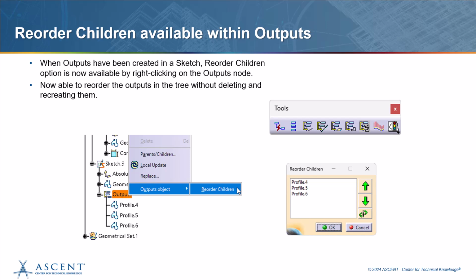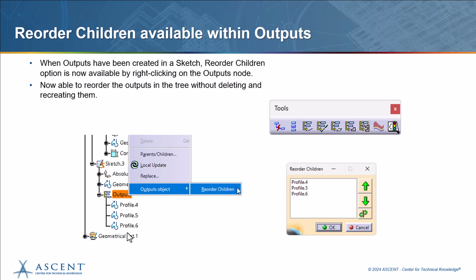Another new function in the Sketcher Workbench in CATIA V5 2024 is the ability to reorder output features. Output features exist within a sketch when they're created. So here we have sketch three. Output features were of some sketch geometry. We have profile four, five, and six. You have to be exited out of the sketch for this to work.